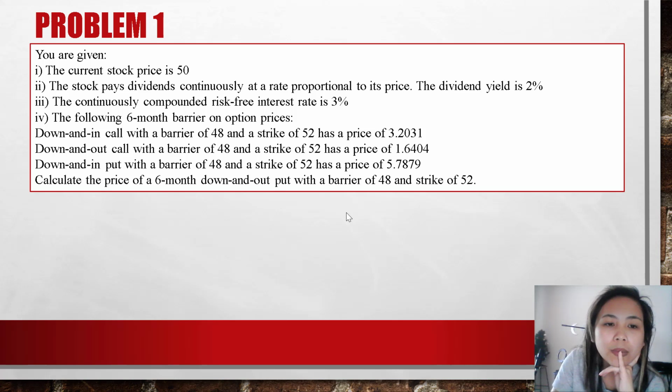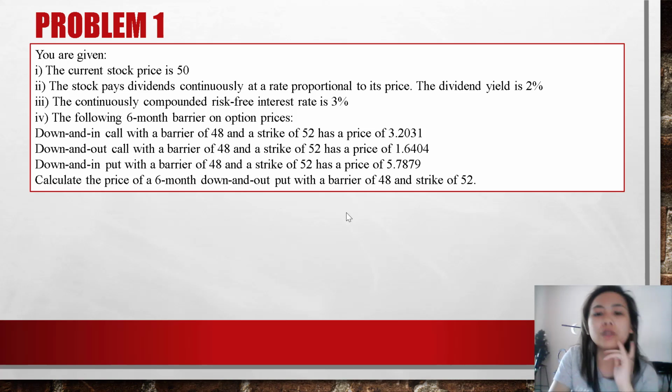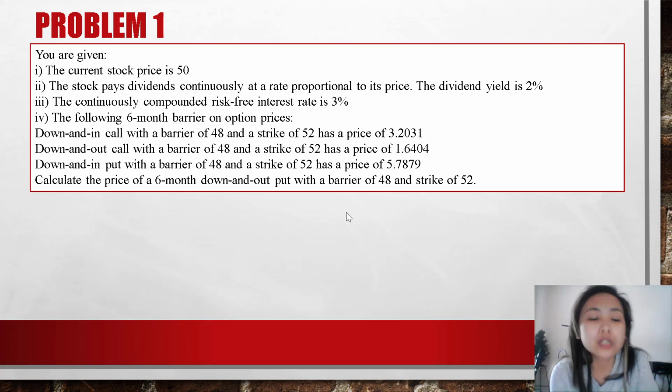So we are given 2 call prices and we are asked to find the put price. So of course we have to use the put-call parity because that is the only formula that makes a connection between call price and put price. But the question doesn't give us the ordinary call price and the ordinary put price. So we have to find the ordinary call price and the ordinary put price.